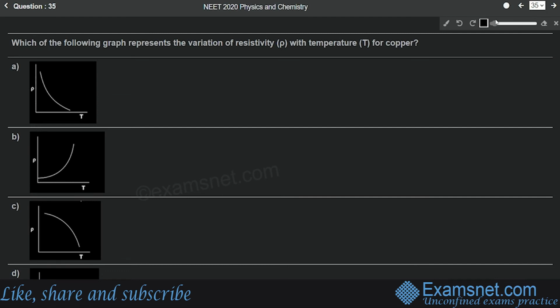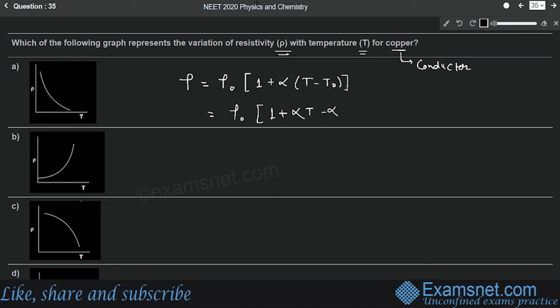Question number 35 is from the chapter Current Electricity, and the question is, which of the following graph represents the variation of resistivity with temperature for copper? So copper is a metal, that means it is a conductor, right? So for conductor, the variation of resistivity can be represented like this. Rho naught, that means initial resistivity, into (1 plus alpha delta T), that means T minus T naught. So if we open the bracket, we'll get rho naught (1 plus alpha T minus alpha T naught).